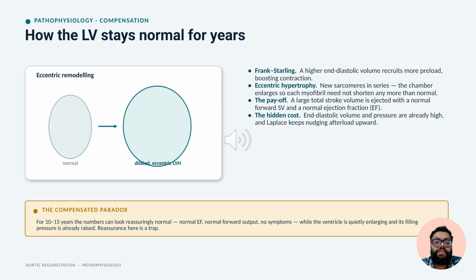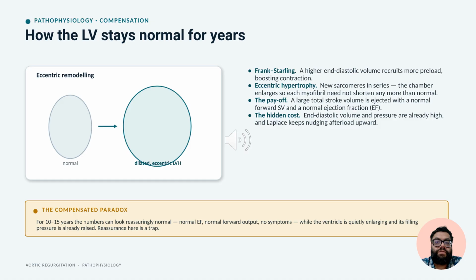Given that AR is such a heavy dual load, why can patients feel perfectly well for a decade or more? Because the ventricle is a superb adapter and it uses two tricks. First, Frank Starling: a bigger end diastolic volume stretches the muscle and recruits more forceful contraction. Second, eccentric hypertrophy. The heart lays down new sarcomeres in series, so the cavity enlarges and each individual fiber still only has to shorten by its normal amount to eject a much larger stroke volume.